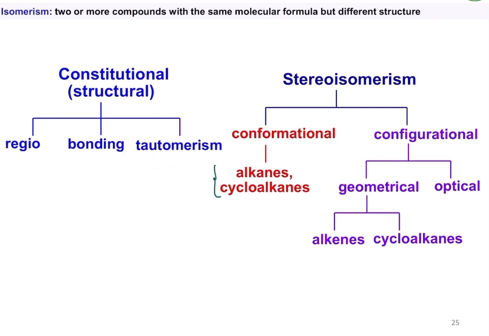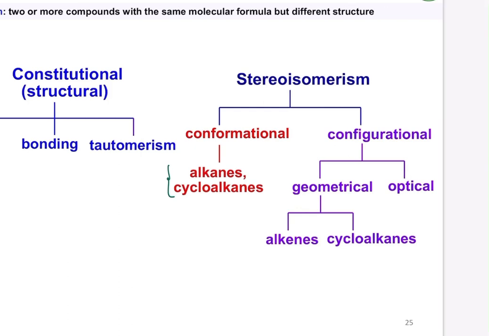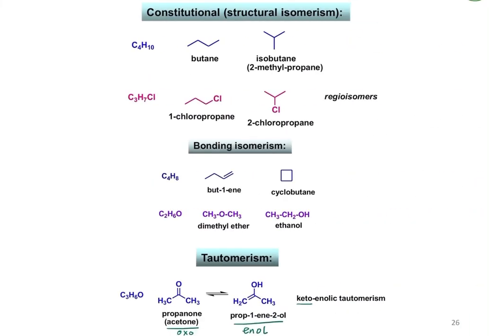Now I continue with the constitutional isomer. The first one is the regio isomer. As you see, the position of the bond is different, but the functional group is the same. You see, it is a butane, it is an isobutane. Both of them are alkane, but with different structure.